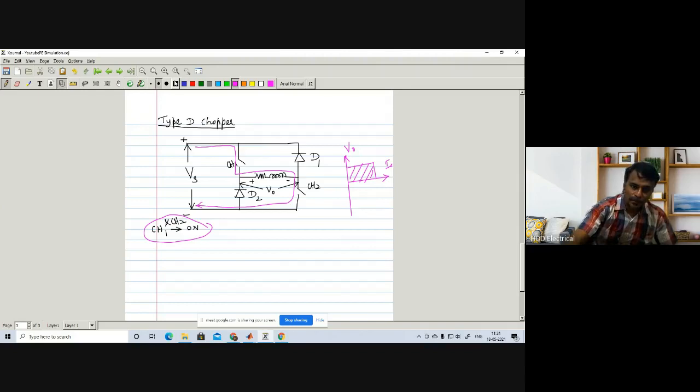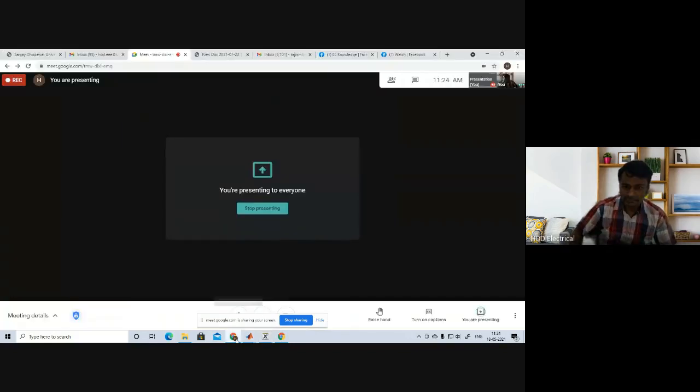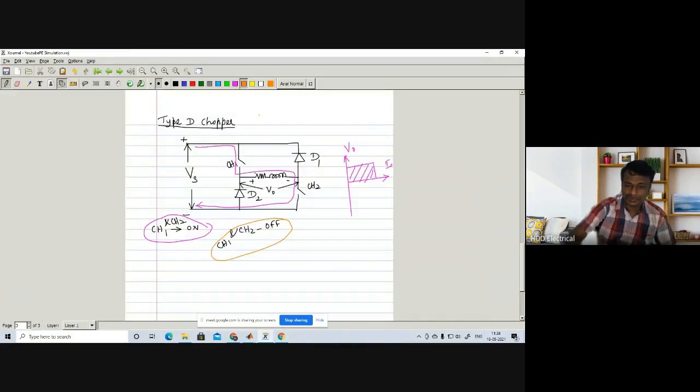Then when chopper 1 and chopper 2 are off, what will happen? The inductor will store energy. When the inductor stored energy, this terminal is positive and this terminal is negative. Whenever this inductor discharges and releases the energy, this polarity will be reversed. Here it will be positive and this will be negative.